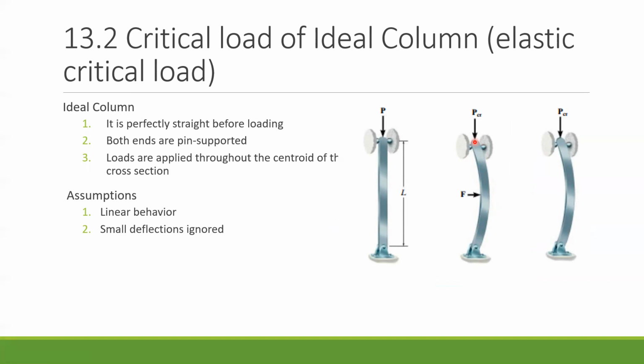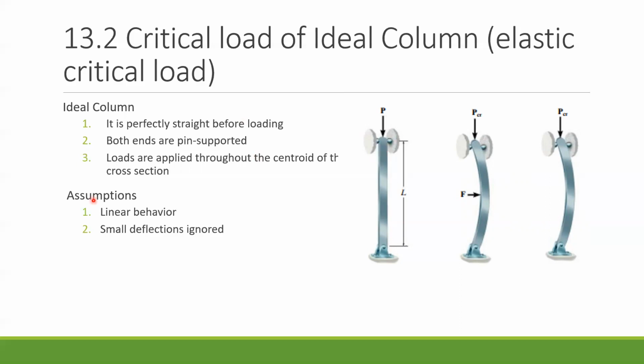In order to find the critical load, first of all, we can discuss the simplest element, which we call the ideal column. What is the meaning of the ideal column? An ideal column is a perfectly straight member before loading, and both ends are pinned. The first end is a roller support, the second end is a pin support, and the load is applied directly through the centroid of the cross section. In other words, moment does not occur in the system.